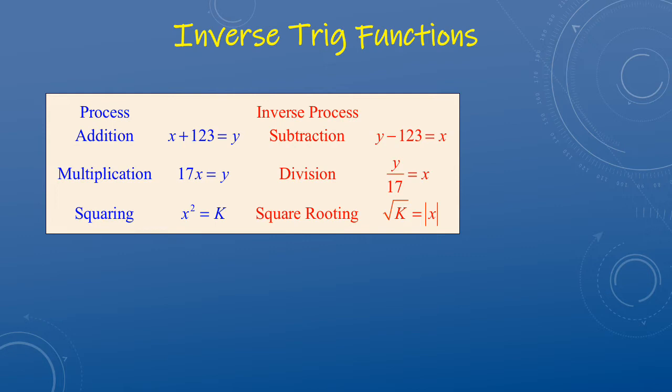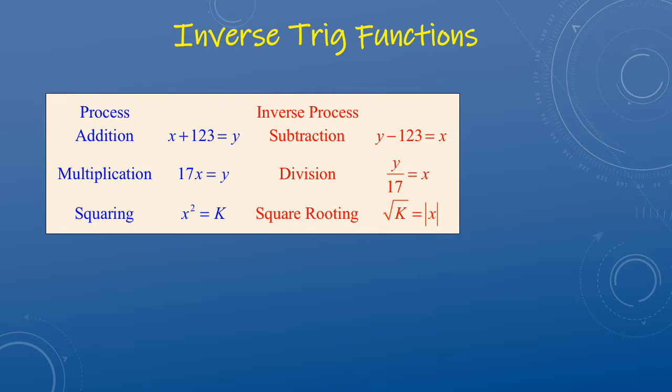The same is true with multiplication and division. If we start with some number x and multiply it by 17 to get y, we know that if we then take y and divide it by 17, we will end up getting exactly x. Again, it makes no difference what x and y are.